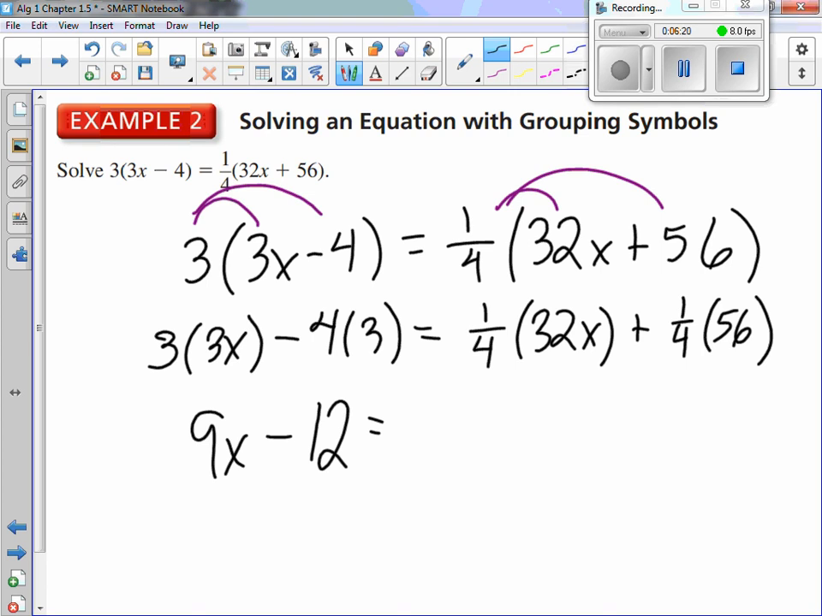Now I'd plug this in the calculator. I'd plug in 1/4 times 32, and it'll tell us exactly what we get. What does the calculator say 1/4 times 32 is? It is 8. It's almost the same as saying 32 divided by 4, 32 over 4. So this would be 8x. Then we can do the same thing as 1/4 times 56 is 14.